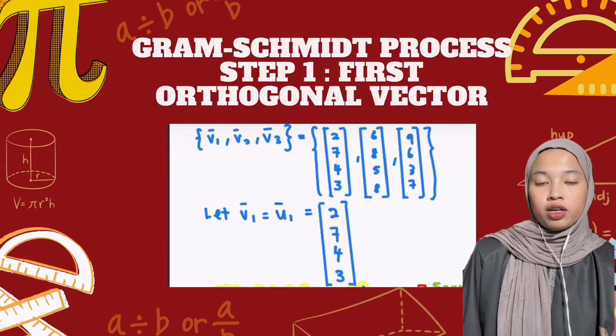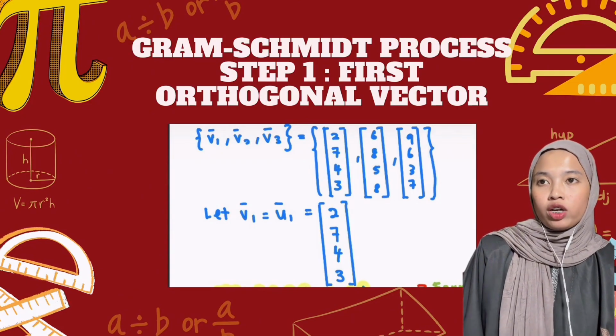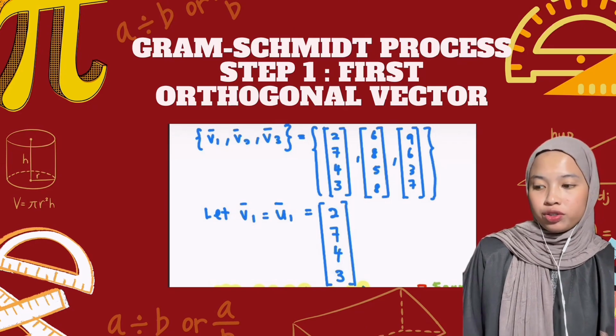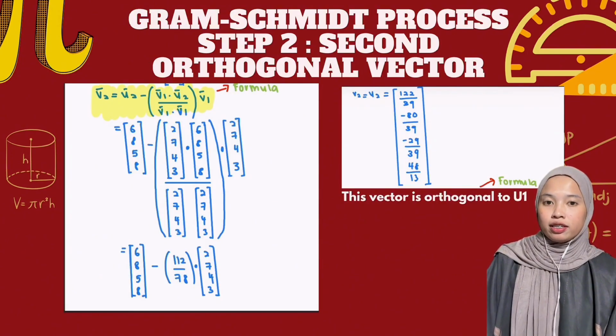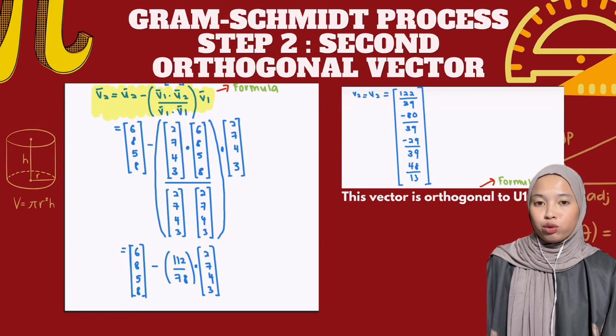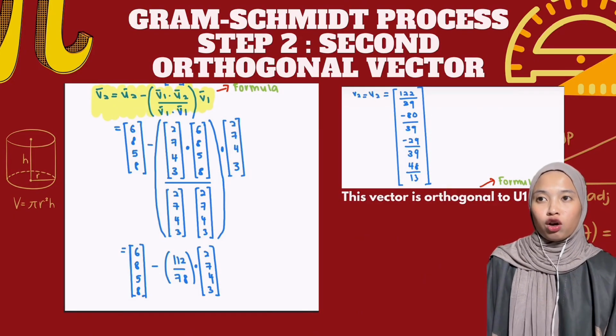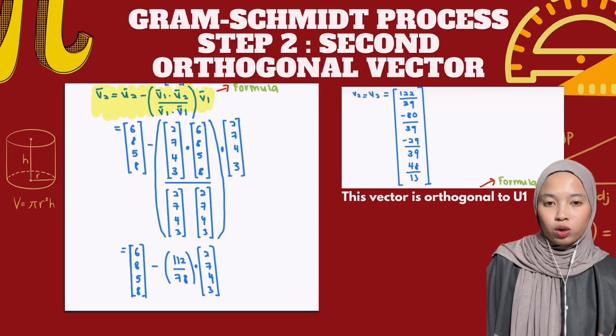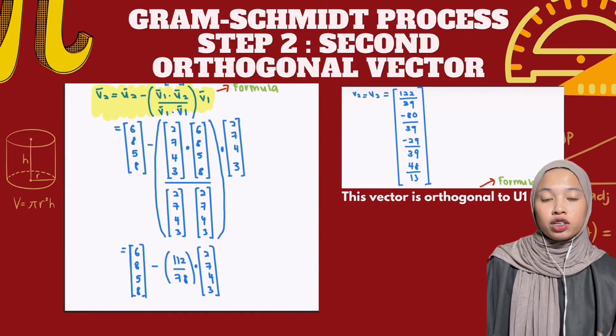Okay, we start by defining the first vector. Let U1 equal to V1 equal to the matrix 2743. Okay, to find the second orthogonal vector, we subtract from V2 its projection onto U1.